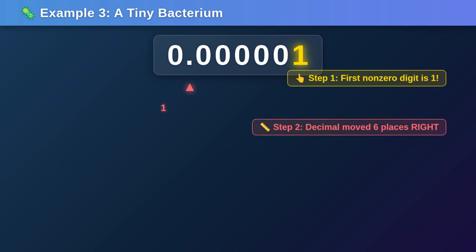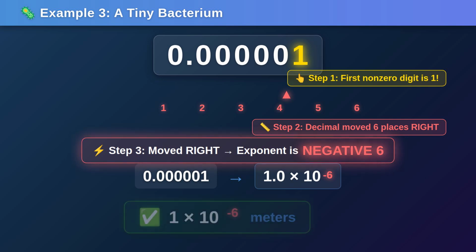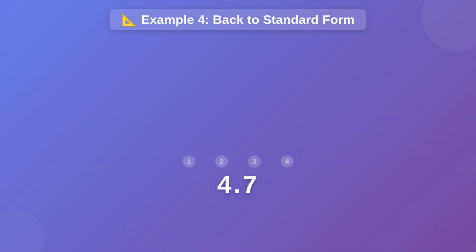Let's write the bacterium size, 0.000001 meters, in scientific notation. Step 1. Find the first non-zero digit. That's the 1 all the way at the end. Place the decimal right after it, giving us 1.0. Step 2. Count how many places the decimal moved to the right. 1, 2, 3, 4, 5, 6. We moved 6 places to the right. Step 3. Because we moved right, our exponent is -6. Step 4. The answer is 1 times 10 to the -6th. That tiny bacterium, 1 times 10 to the -6th meters.